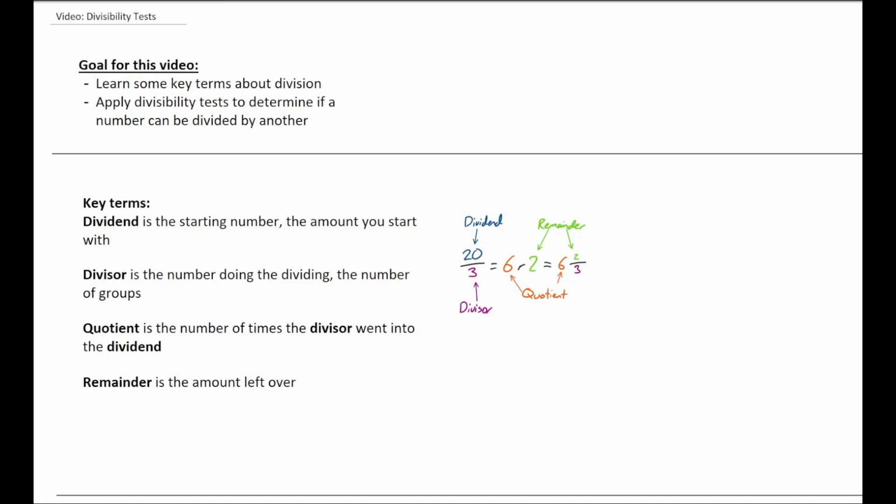Okay, so the goal for this video is to learn some key terms about division, and we want to be able to apply some divisibility tests to determine if a number can be divided by another. Alright, so first thing, let's look at these key terms.